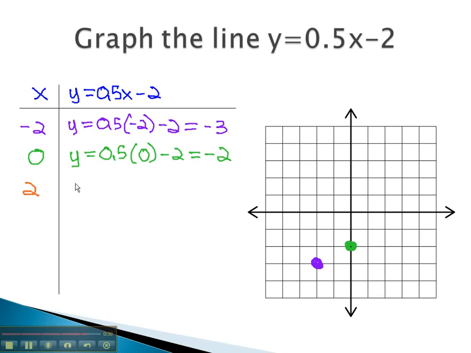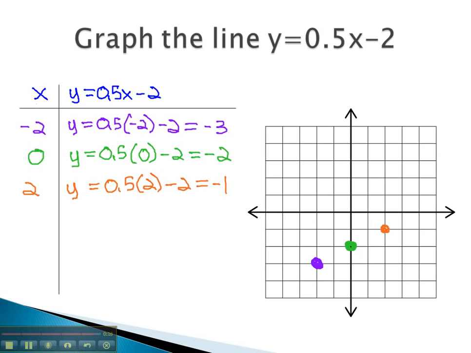Let's plug 2 into the equation. Now we have y equals 0.5 times 2 minus 2. Working this out gives us -1. When x is 2, y is -1. 2 to the right, 1 down.